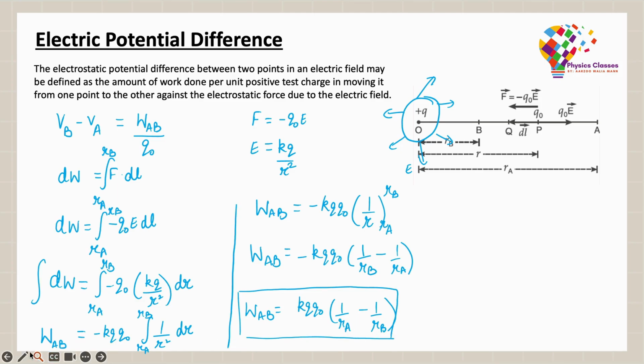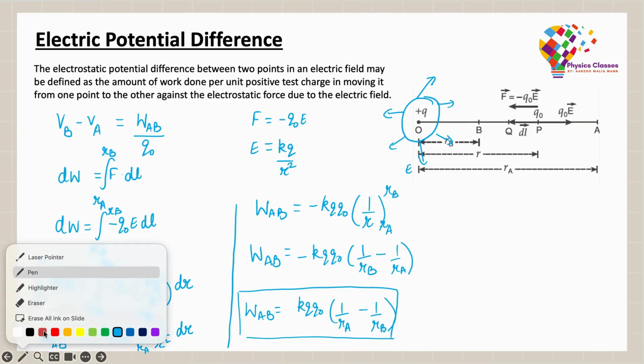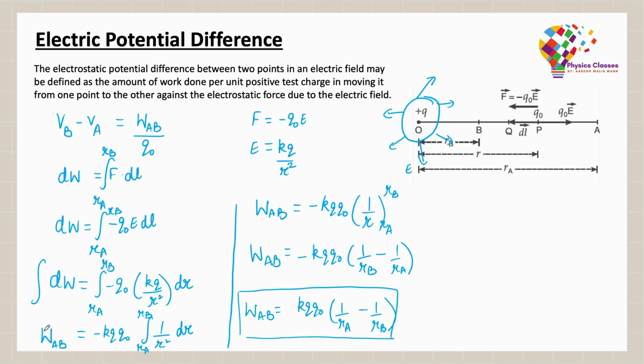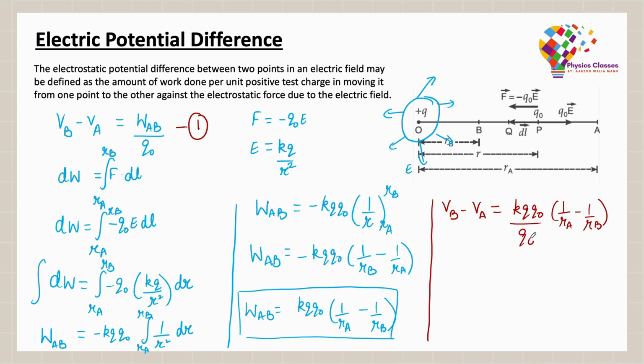That's a very straightforward one, so we have just integrated the expression. Now further over here, since I defined VB minus VA as the work done in taking the charge from A to B by Q naught, let us simply use equation 1 and substitute the work done expression there. So work done is Q naught into 1 by RA minus 1 by RB, and I'm supposed to divide this by Q naught as per equation 1.